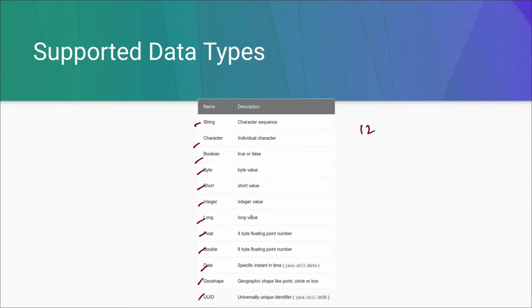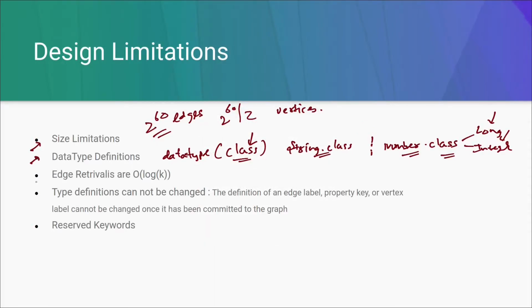Now let's move ahead to the next limitation. The next limitation is edge retrievals are order of log k.